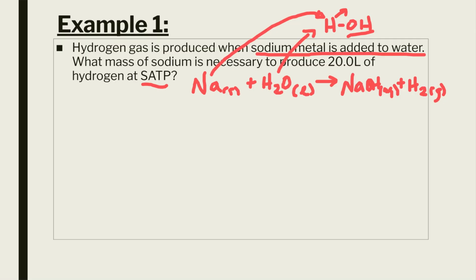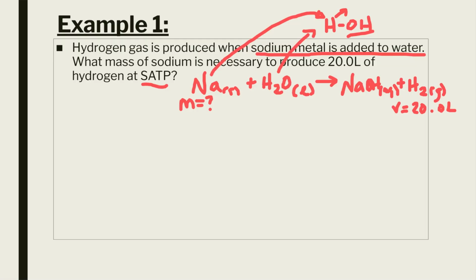Write down what you know. So it's saying what mass of sodium is needed. And then they are producing 20 liters of hydrogen. So my volume of hydrogen gas is 20 liters. And it's at SATP. So again, if you knew molar volume, you could write down the molar volume constant right here. But if you don't know it, then just write down the conditions at SATP.